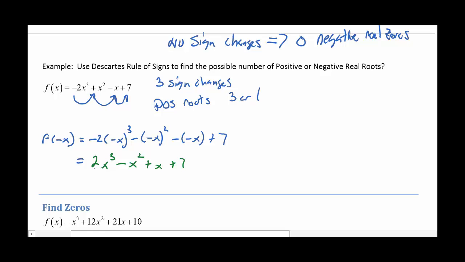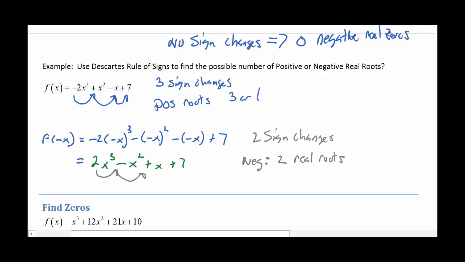All right, how many sign changes do we got here? So we have 1 and 2. Okay, so we have 2 sign changes evaluated at negative x, which means we have 2 real roots that are negative.